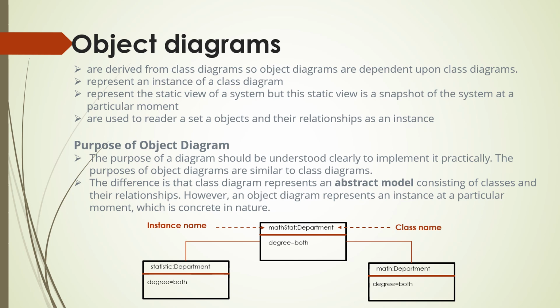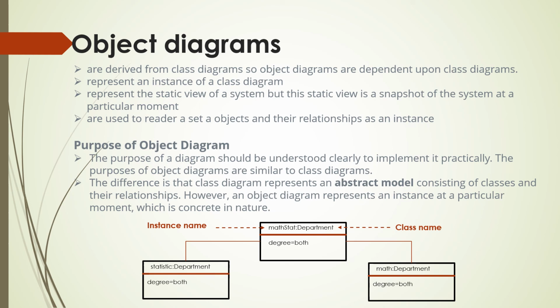Object diagrams are derived from class diagrams, so object diagrams are dependent upon class diagrams. It represents an instance of the class diagram. It also represents the static view of the system, but this static view is a snapshot of the system at a particular moment. Object diagrams are used to render a set of objects and their relationships as an instance.